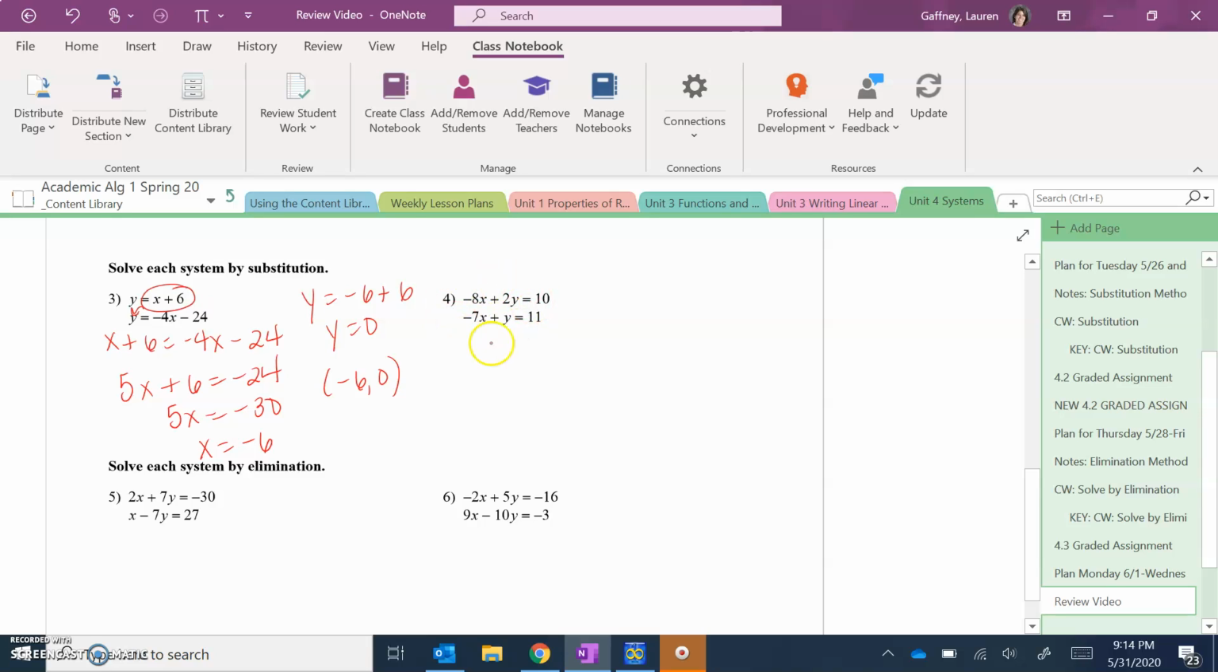Now, to solve this via substitution, I need to solve one of the equations for a variable. So the easiest thing to look out for is a variable that has a coefficient of 1. So I'm going to solve this and make it y equals, I'm going to add that 7x over, and now I can substitute that in for y in the other equation. So I have -8x plus 2 times that quantity, 7x plus 11. Okay, let's distribute the 2 to both pieces.